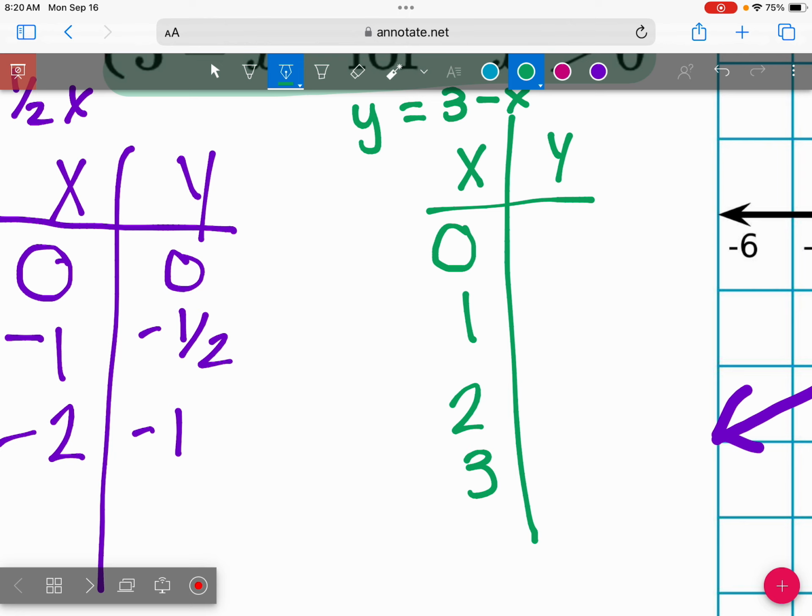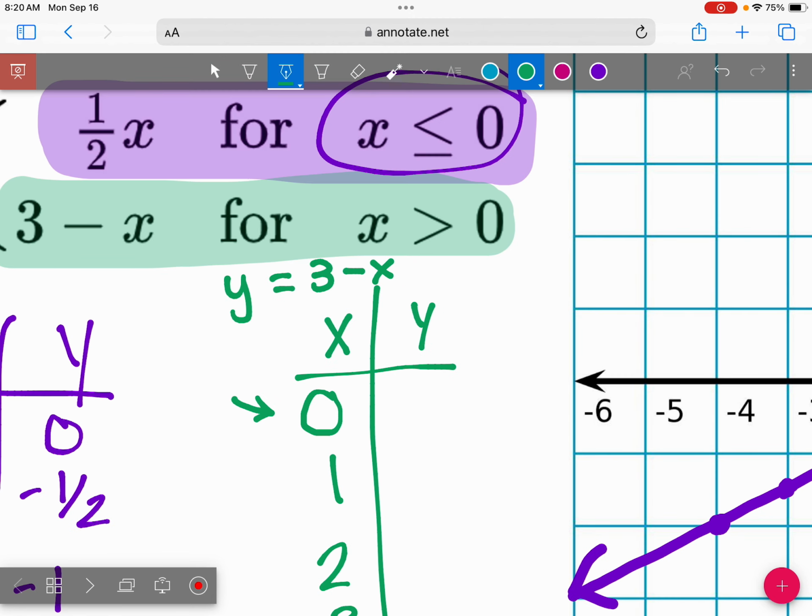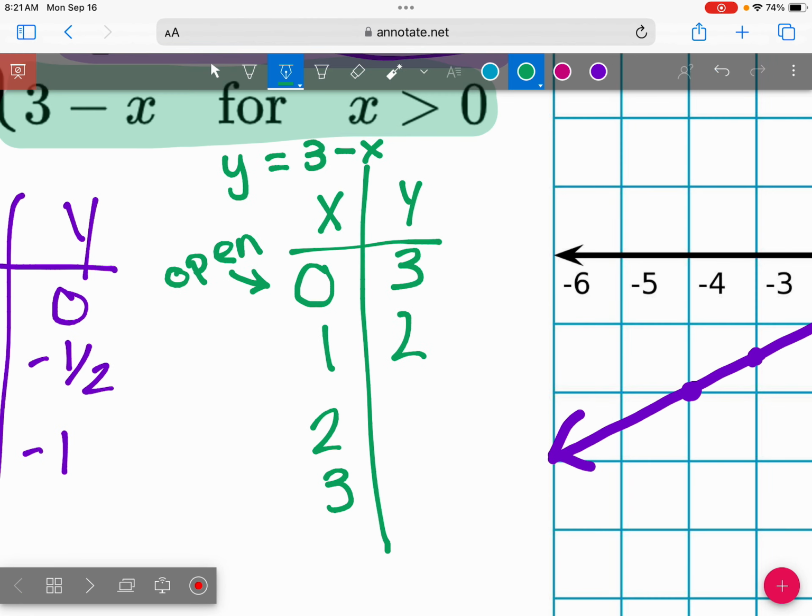So what is a way that I could draw that point and show that I can get real close to 0, but I can't actually touch it? Open circle. So this one we're going to graph with an open circle. So then let's find our y values. When x is 0, what's my y on the green equation? 3 minus 0 is just 3. What about 3 minus 1? 2. 3 minus 2 is 1. And 3 minus 3 is 0.